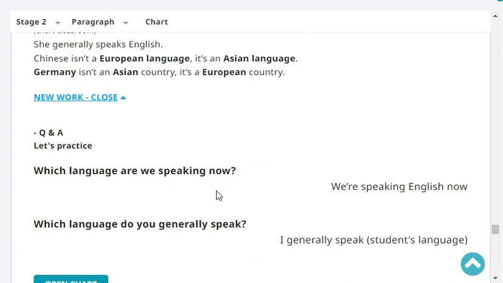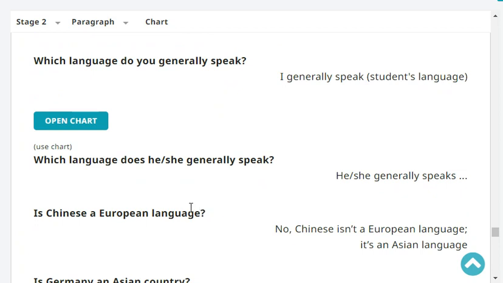Okay, let's practice. Which language are we speaking now? We are speaking English now. Very good. Which language do you generally speak? I generally speak Japanese. Perfect. Very good. Which language does she generally speak? She generally speaks English.